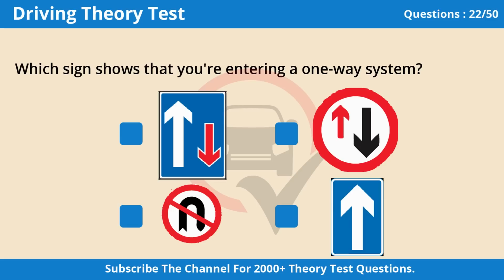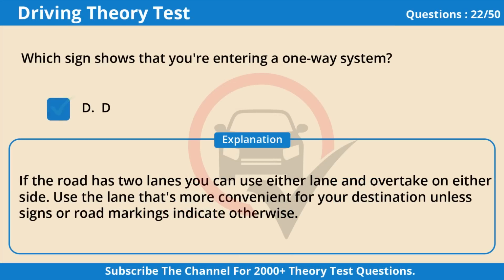Question 22. Which sign shows that you're entering a one-way system? D. If the road has 2 lanes, you can use either lane and overtake on either side. Use the lane that's more convenient for your destination unless signs or road markings indicate otherwise.